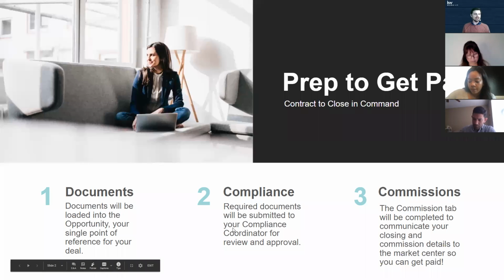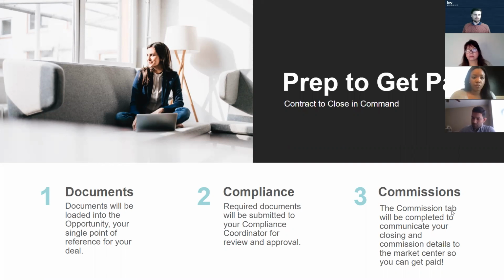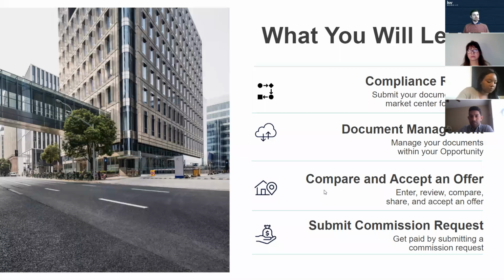We're going to go over compliance. Required documents will be submitted to your compliance coordinator for approval. And then the last step is filling out your commissions tab, which is the replacement for the green sheet. Hopefully you will see it's very streamlined. You're no longer having to go to dotloop and then back over to MyKW. Everything's right there in order. If you do this once or twice, you get pretty used to this process, and a lot of our teams are already starting to use it, even though it's not required yet for some of our different offices.